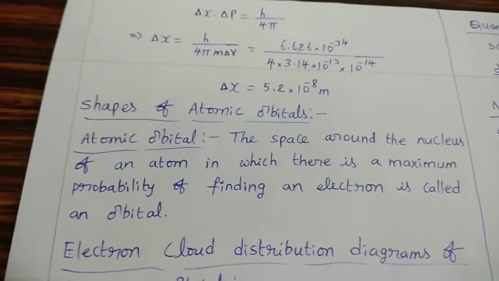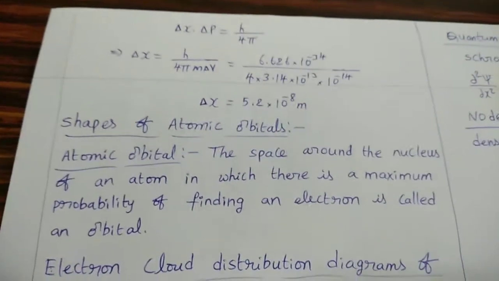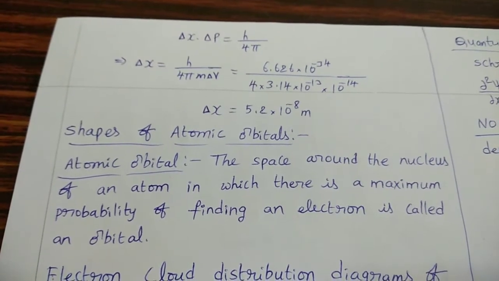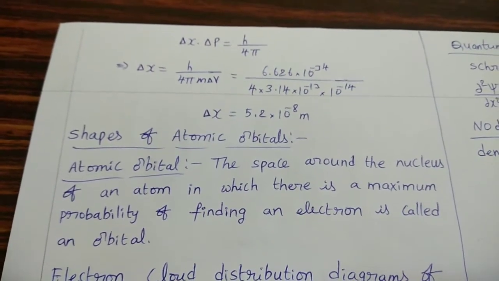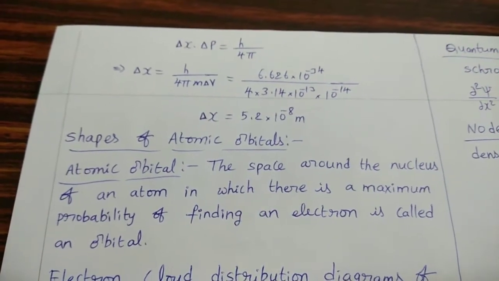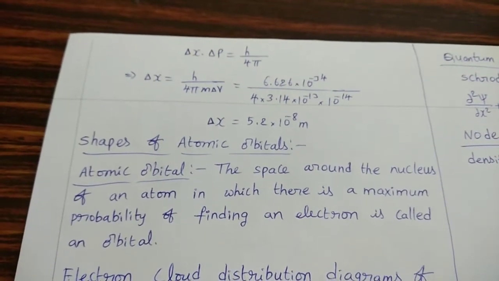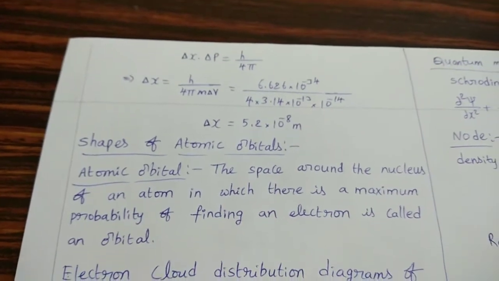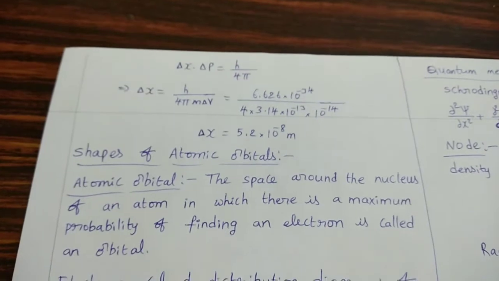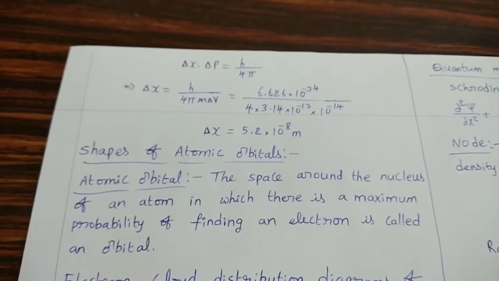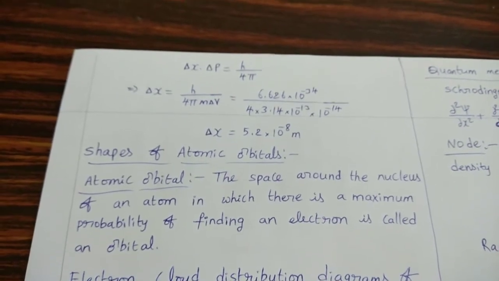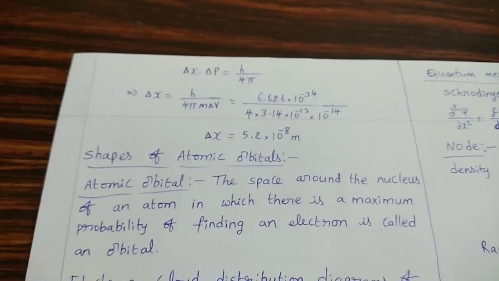That means the place where the electron is present most of the time around the nucleus is called an atomic orbital. I give a simple example for your understanding. In school, students spend most of their time in the classroom. They may spend some time in the corridor, playground, library and laboratory, but most of the time they will spend in the classroom. So for students, the classroom is the atomic orbital.